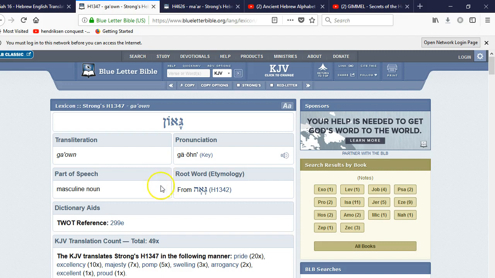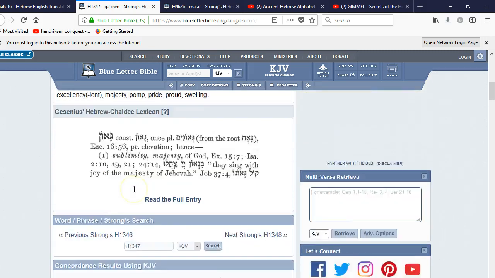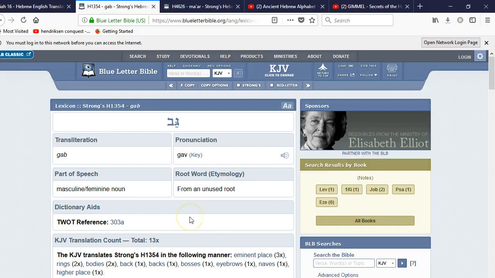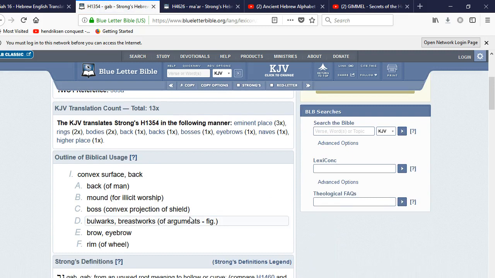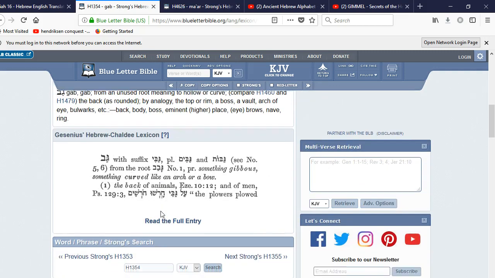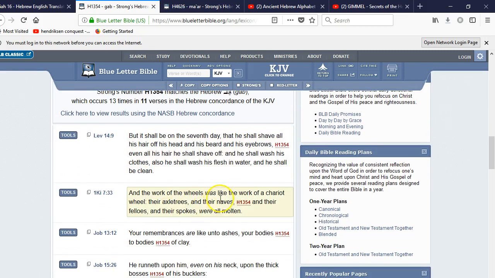Now, here's another one that you're going to find to be very interesting. I'm going to go through quite a few of these because you need to get a very broad spectrum of what's going on here with this character and how it's used. I'm going to 1354, and the word is gab. Now, it's going to say it's a convex surface or back, the back of a mound. Okay, so that's interesting.